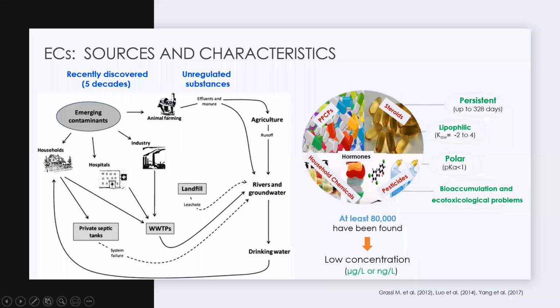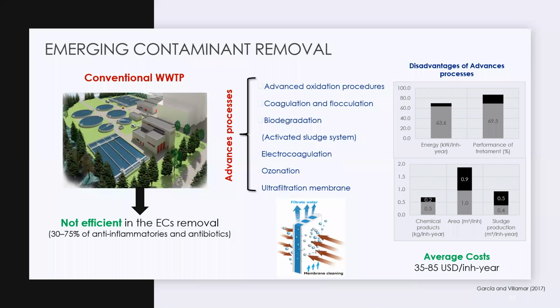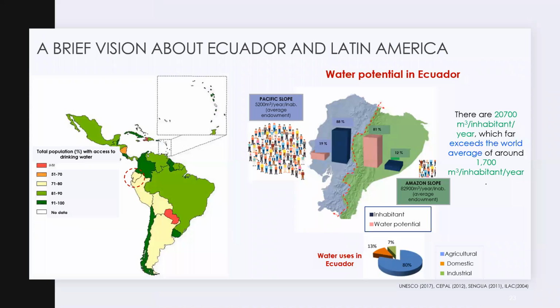So you want to remove those emerging contaminants. What is one of the problems? Well, the conventional wastewater treatment plants that we have in our cities are not very efficient at removing these emerging contaminants. And well, you can use some advanced technologies, but the problem with these advanced technologies is that they are relatively expensive and could be very costly. They could cost something like $35 to $85 per inhabitant per year. So it is relatively expensive. If you want to do something like that in a small town or a big city, it's going to be even worse.